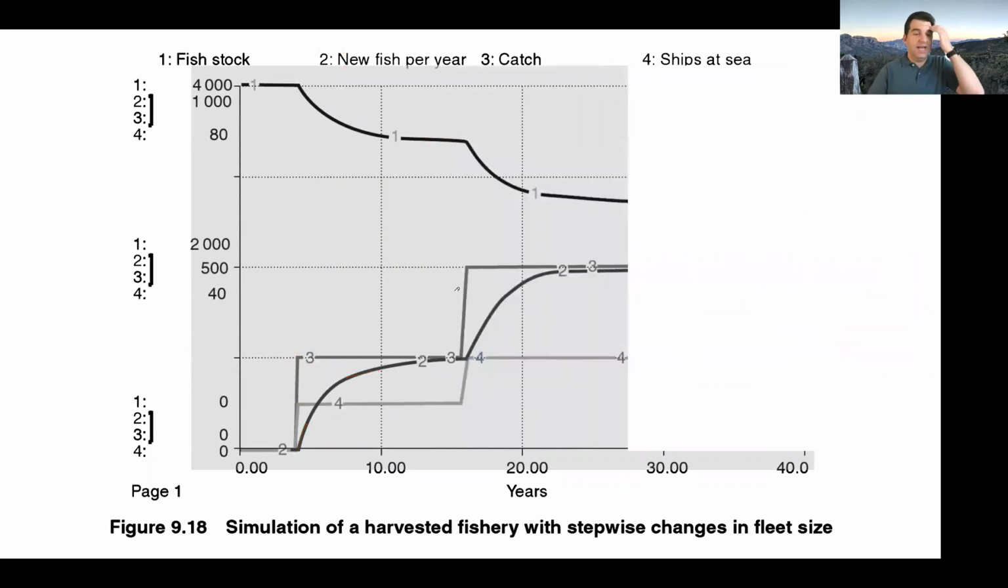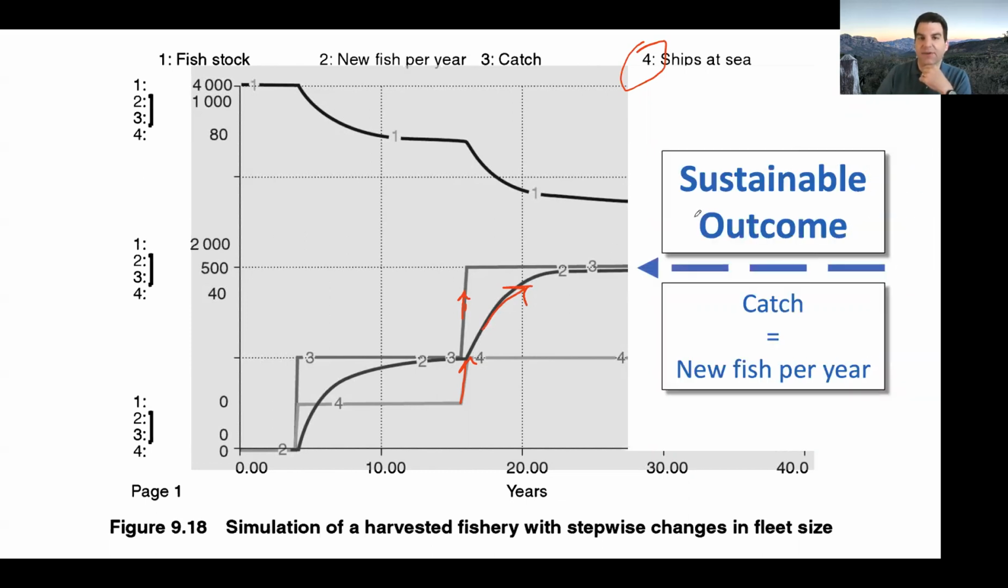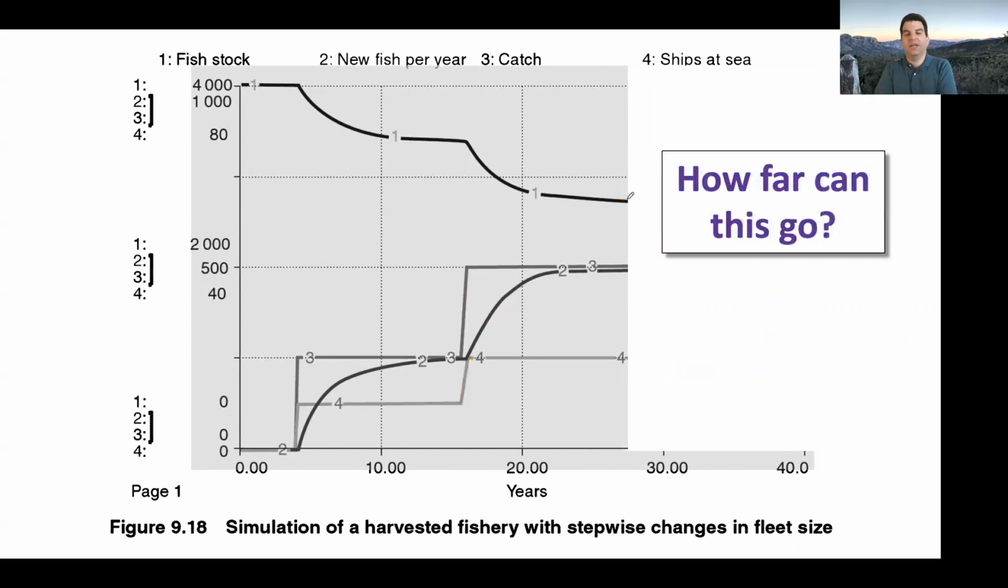Now, if I keep going, I'm going to take, again, ships at sea here. Because things have been going so well, I'm going to use that slider and put more ships out there. So I increase my ships at sea. That is going to increase the catch, and that is going to cause the regeneration rate, like we were talking, to increase as well. It'll end up leveling out with the catch, again a sustainable outcome. The fish stock will get lower because we've taken more fish out, but it levels off as well. So again, sustainable outcome.